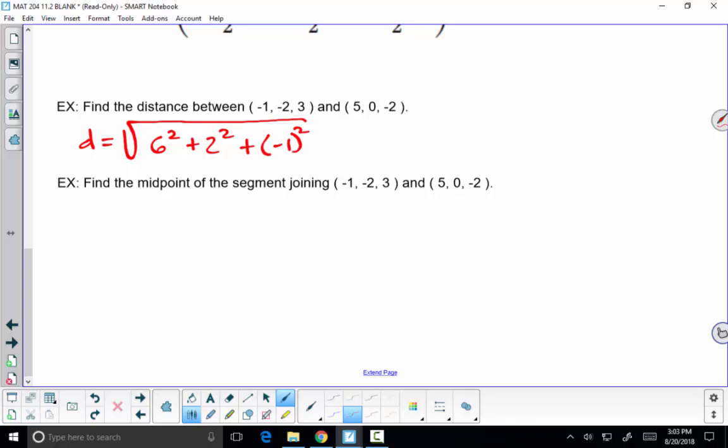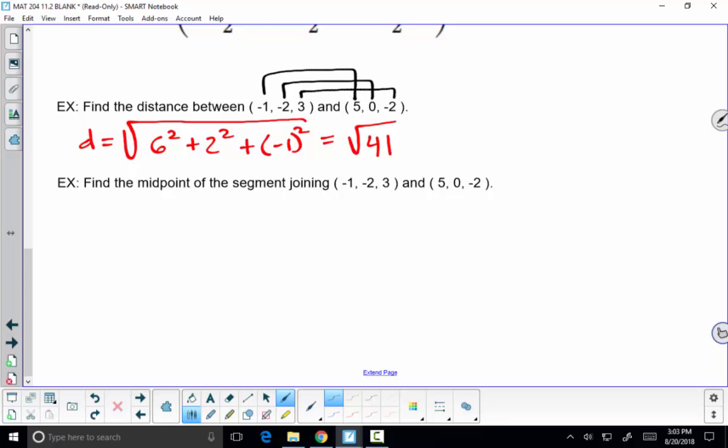And square 5. So 41, square root of 41. Negative 5. Question? Negative 2 minus 3 will be negative 5. So we're subtracting the y's from the y's, the x's from the x's, and the z from the z.